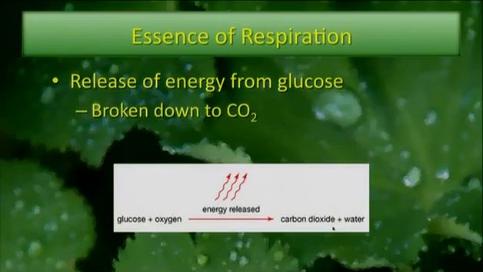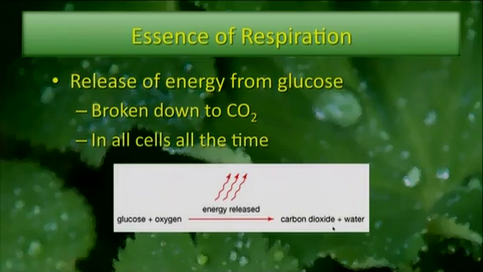It occurs 24/7 in all living cells, whether or not photosynthesis is going on at the same time in the same cells. So cellular respiration happens in all cells all the time. It starts in the cytoplasm and ends in the mitochondrion for aerobic cellular respiration. The energy in chemical bonds is released in small, controlled steps.